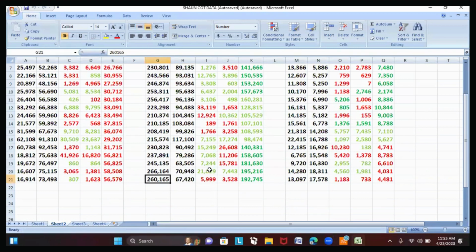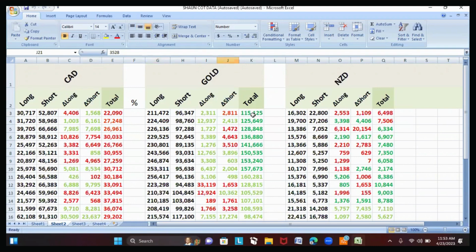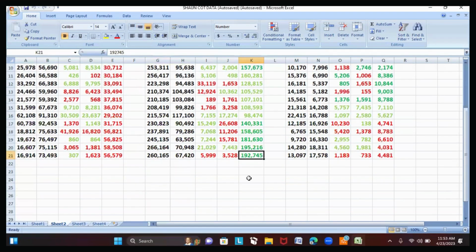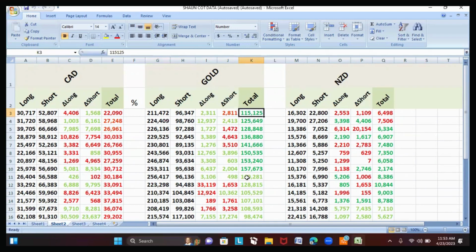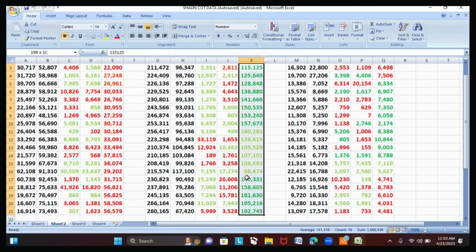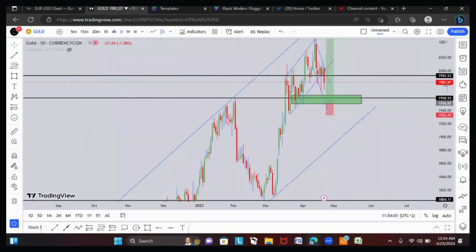Two weeks back, we added 21,000 buyers and we added 7,000 sellers. This week we decreased 6,000 on the buyers, and on the sellers' side we decreased 3,000. But the total is still very strong, from 115,000 to 192,000. That's a total of about 78,000. So basically this tells us that gold is very, very strong. With this kind of report, I believe gold is still going to push to the upside. That move towards 2060 is very much expected and it's coming. Okay, so that was all.